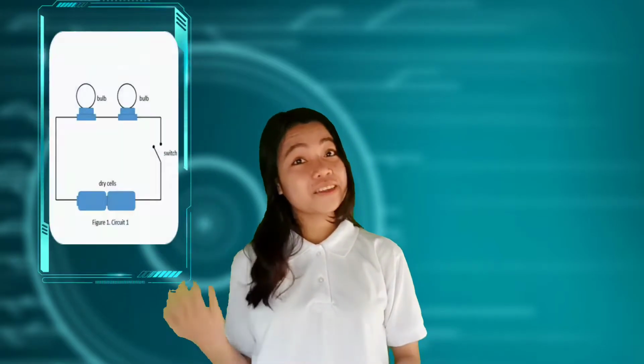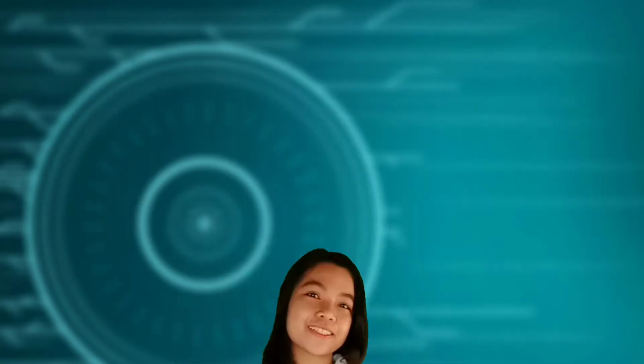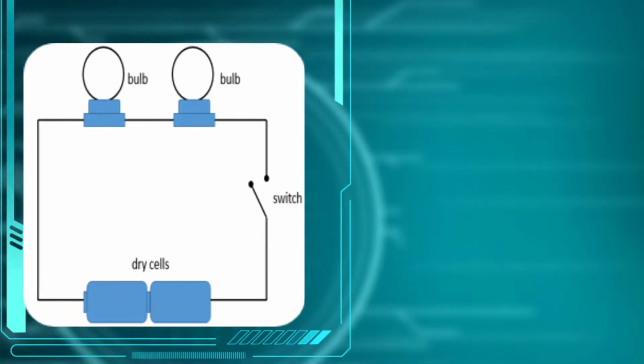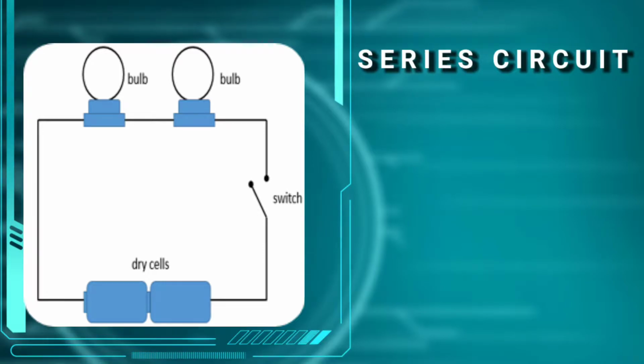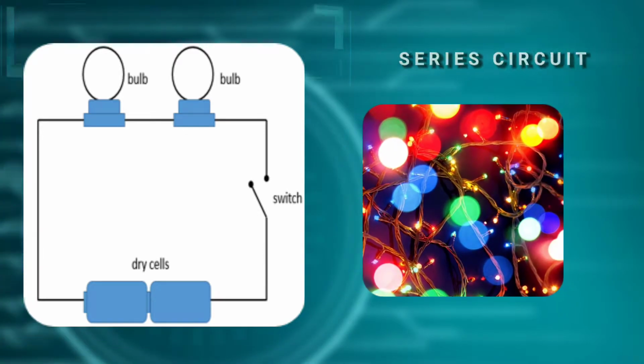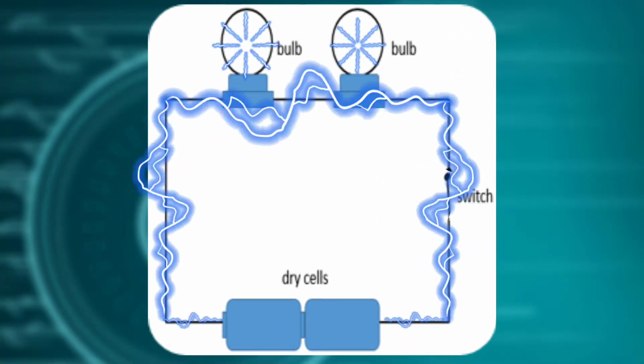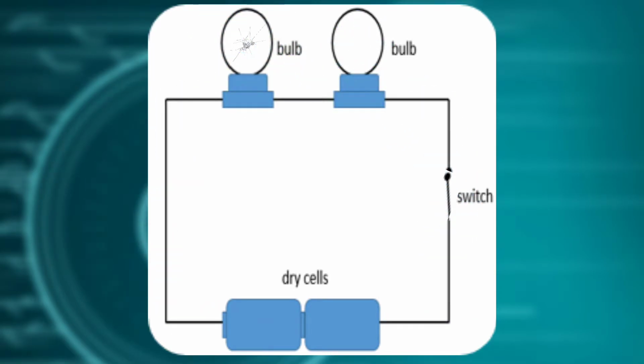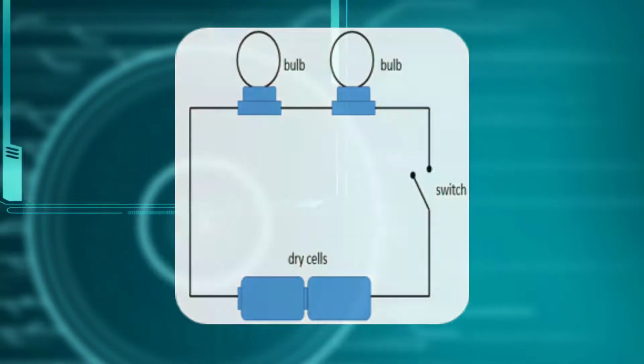Now that we know the electrical circuits and their parts, let us proceed to the two most common circuit connections, which are the series and parallel circuits. One of the examples of a series circuit is the Christmas light. All the bulbs are connected in one straight path, so when you turn off a switch of the connection, it will be broken entirely and there will be no flow of electrons in the whole circuit.